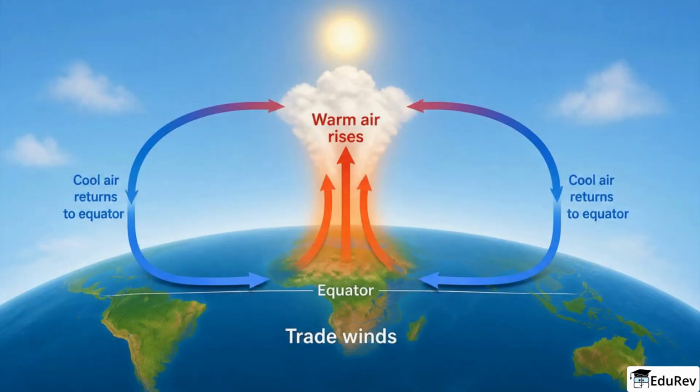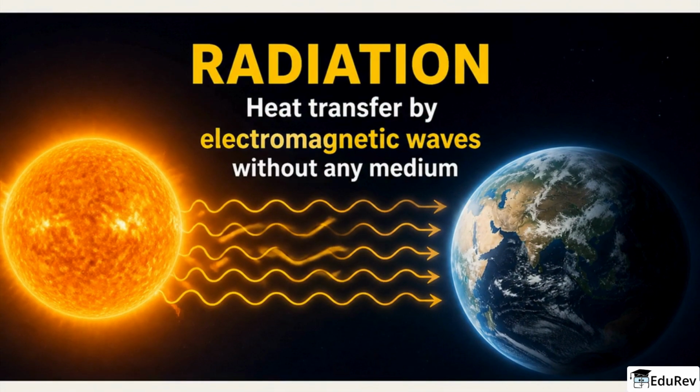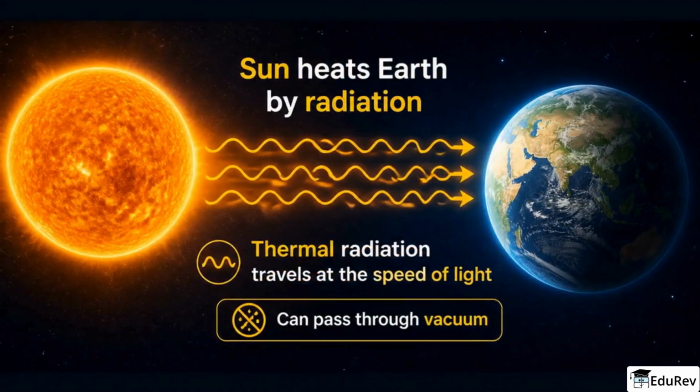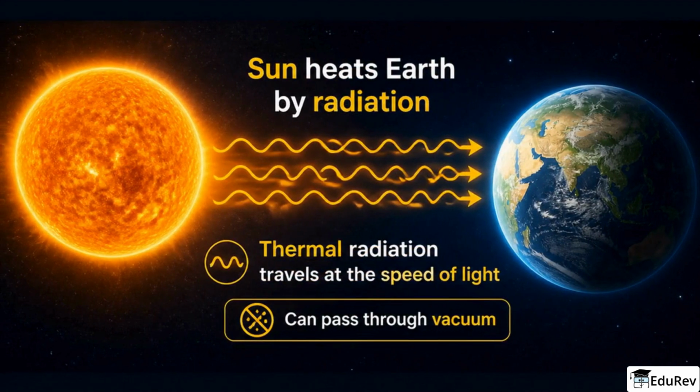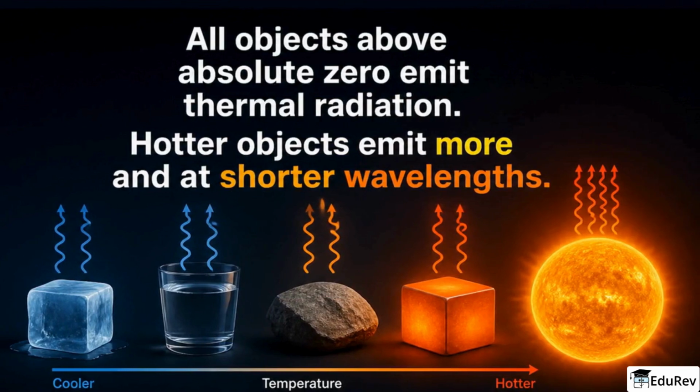Trade winds form because warm air near the equator rises and moves toward the poles, then cools and returns toward the equator. Finally, we have radiation, the transfer of heat by electromagnetic waves without needing any medium. The sun heats the earth by radiation, and thermal radiation travels at the speed of light and can pass through vacuum. All objects above absolute zero emit thermal radiation, and hotter objects emit more and at shorter wavelengths.